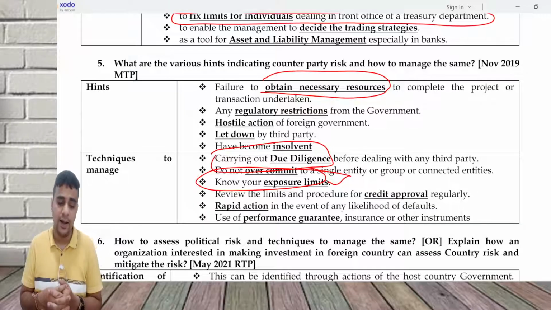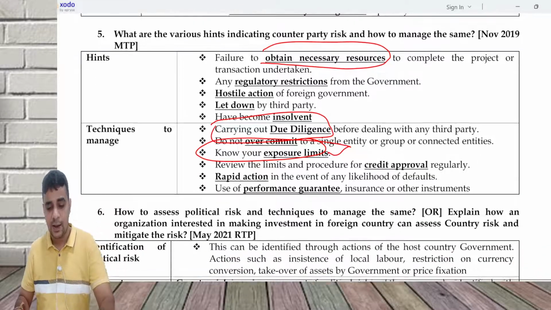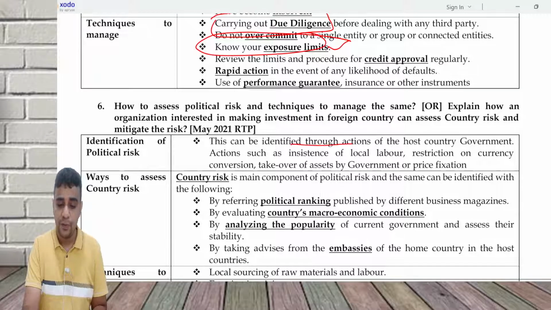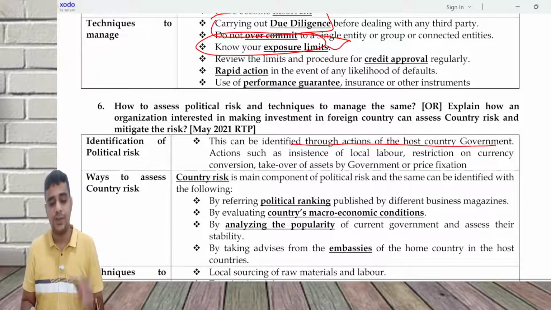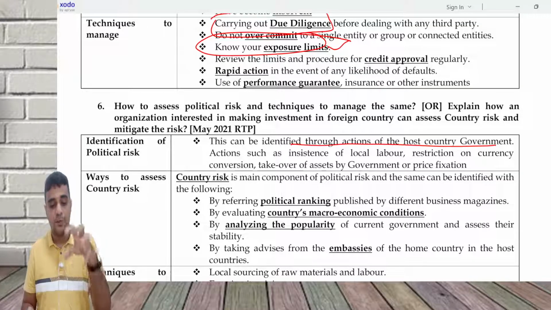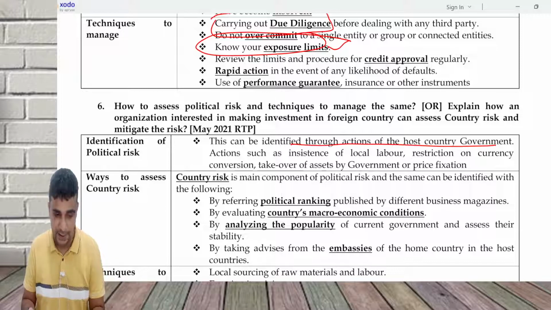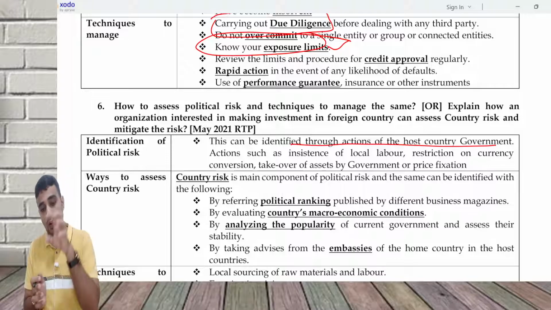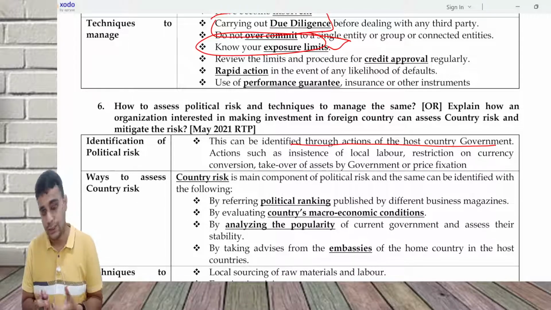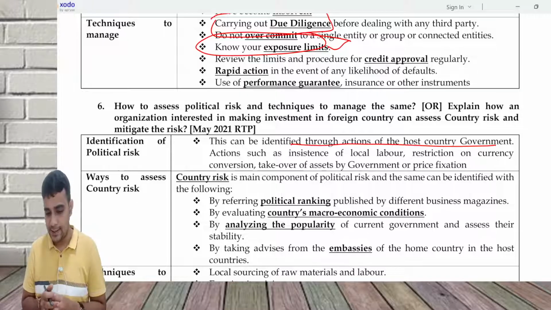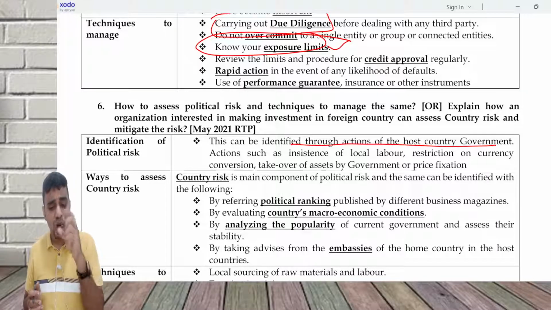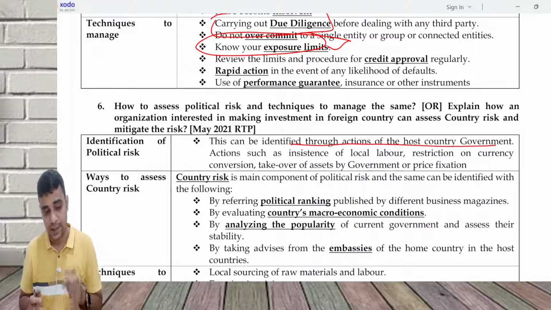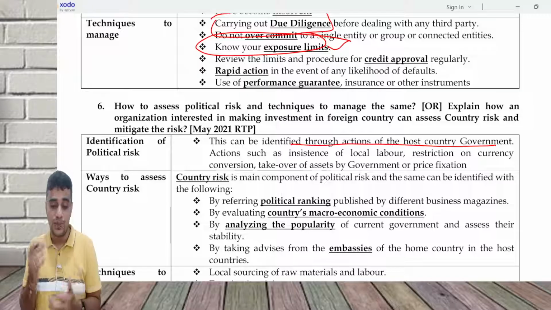I can try to identify this risk by looking at the actions of the host country government, actions such as insistence on local labor, insistence on currency conversion. If you want to put up a plant in India, you'll have to use only local labor, local financing. If all these insistences are coming in, this indicates that this risk exists. I don't want the government to take certain hostile action.